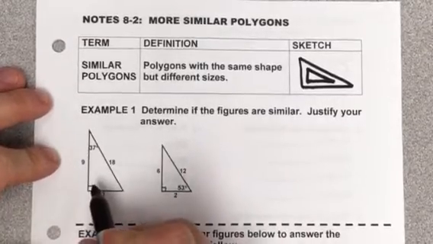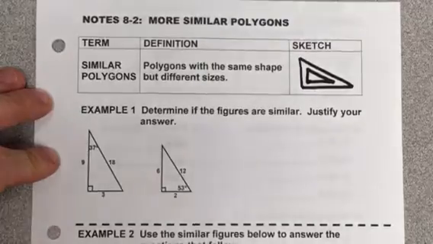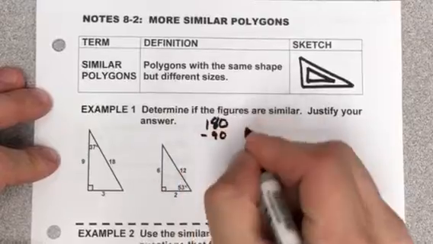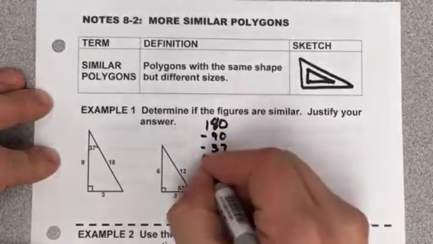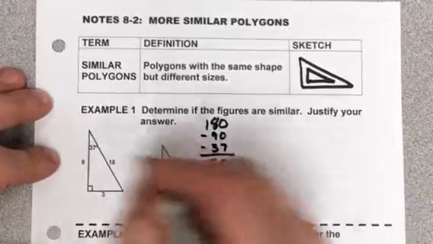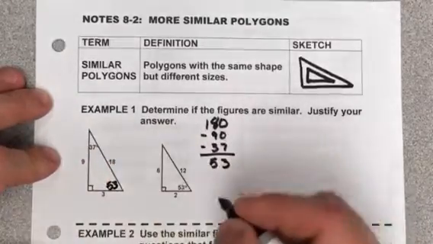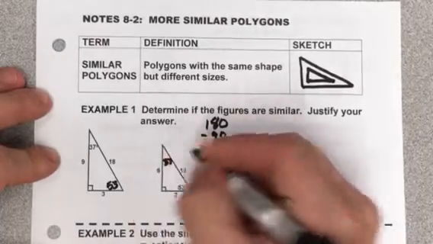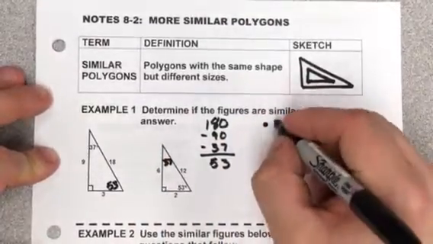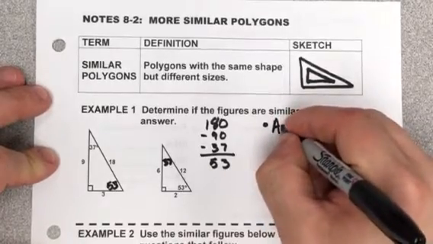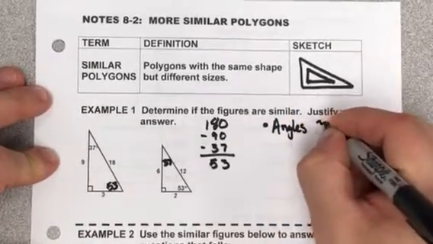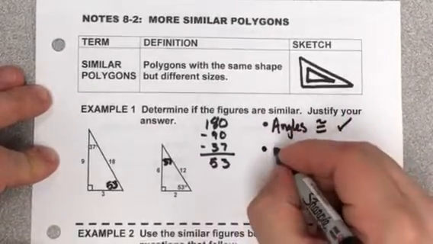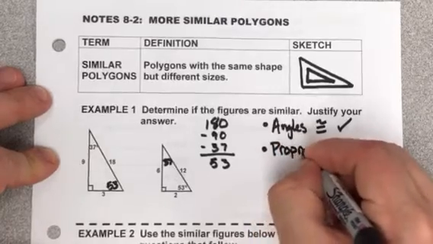As I look at it, I have an angle of 90 and an angle of 37, so I can find my third angle. 180 minus 90 minus 37 would give me 53 degrees. So this angle right here would be 53 degrees. If I glance over at this triangle, 90 and 53 must make this angle 37. So the first part that I have to know, all angles are congruent. That's true. So the second piece I need to prove is proportional sides.